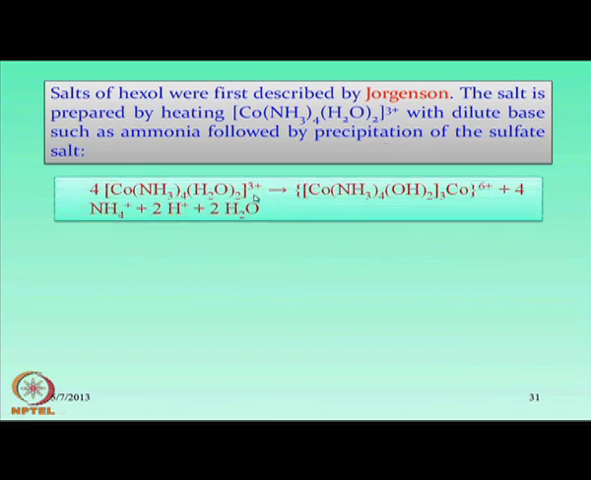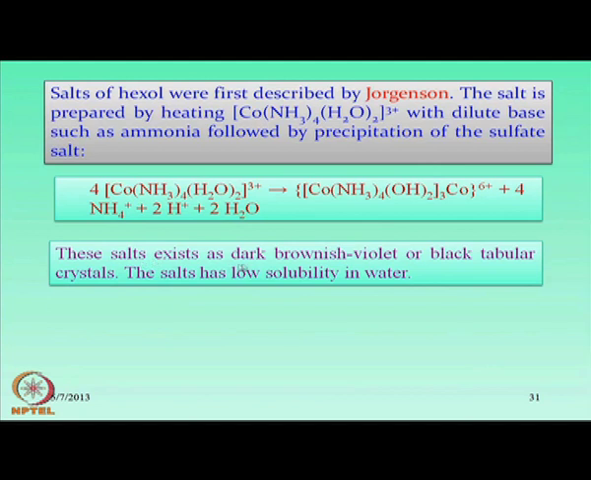So the reaction is very simple: 4 molecules of this react, giving a tetranuclear compound, which is basically a big molecule and which has 6 positive charges, with the liberation of 4 molecules of these amine ligands as ammonium ion, 2 of them as protons, and 2 water molecules. And these salts exist as dark brownish-violet or black tabular crystals, and the salt has low solubility in water. So how are these forming?